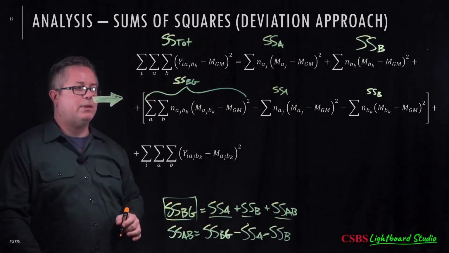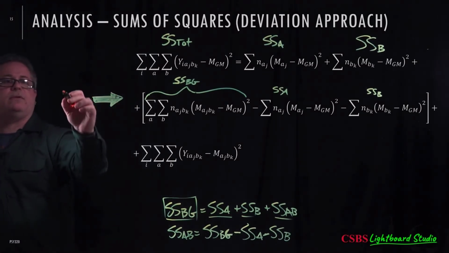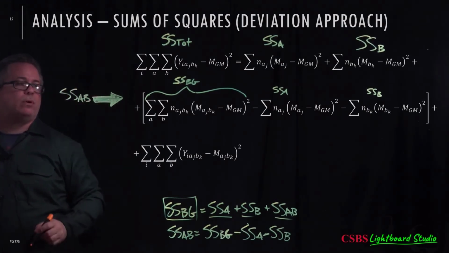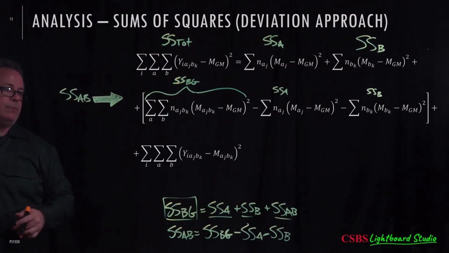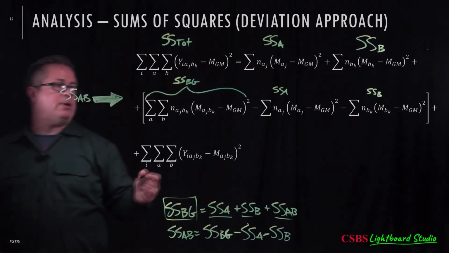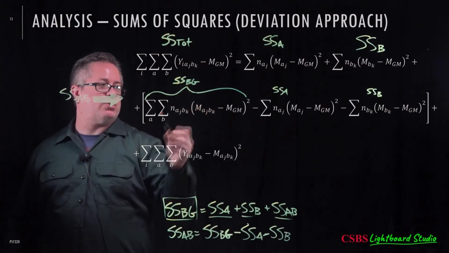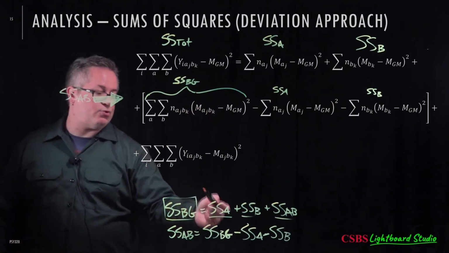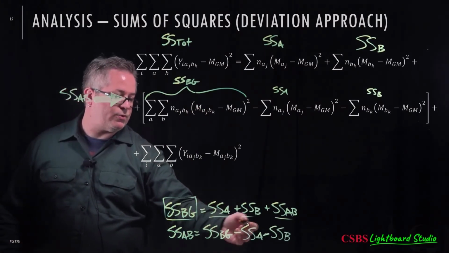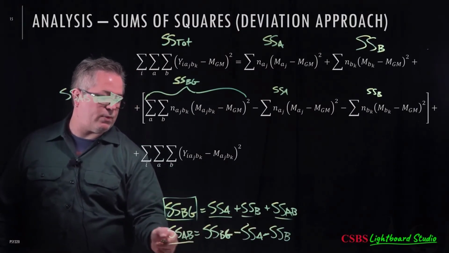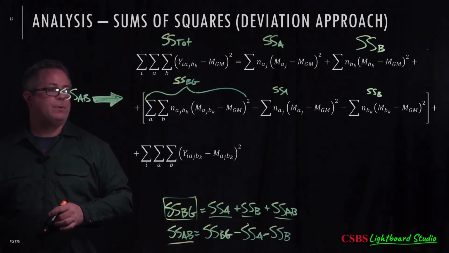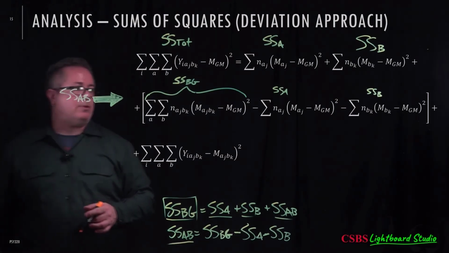What I'm left with is my sum of squares for the interaction. So that part in parentheses is really the interaction term. We're going to get it by looking at the sum of squares between groups, the whole thing, the whole enchilada, and I'm going to subtract out the sum of squares for A and B, and I'm going to be left with sum of squares AB. That's what's in that parentheses. So let's walk through that a little bit.